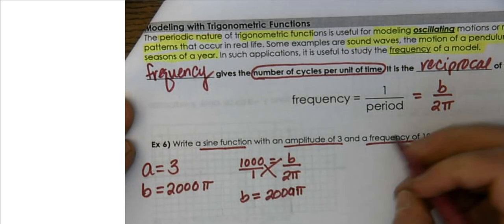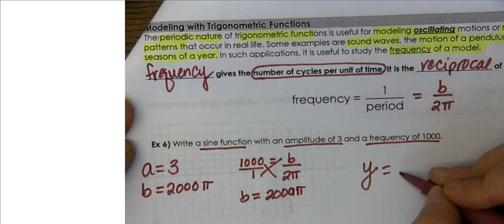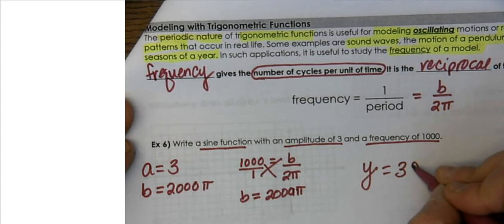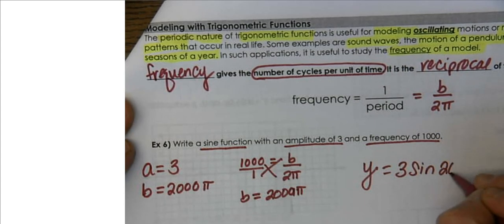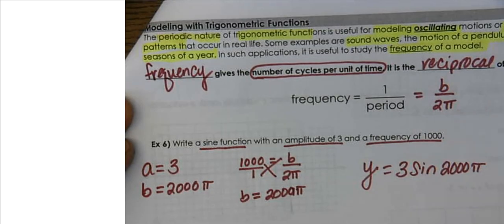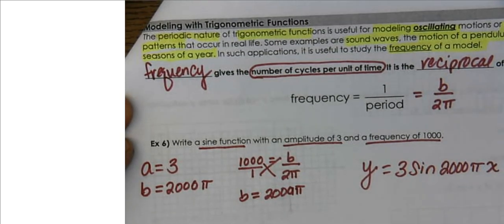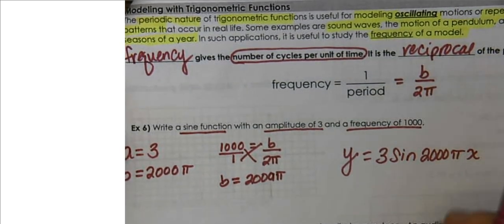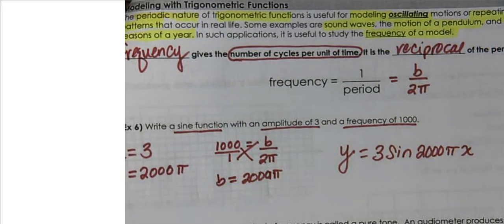So now that we have that, our sine function would be y is equal to 3 times the sine of 2,000 pi x. So whenever you do a function, you need to have two variables in there. And that is our answer.